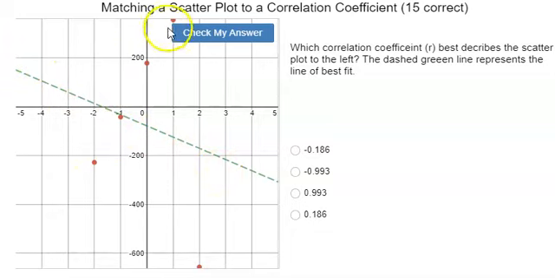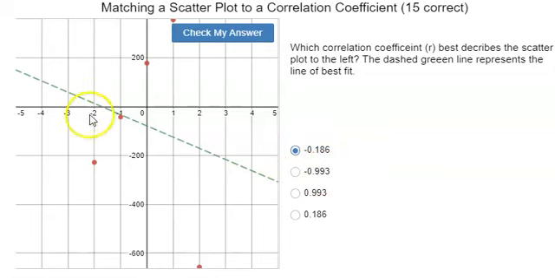In this case, we can see that the data is very, very far away from the line. These 2 points are kind of balancing each other out. And so we would not expect this to have a correlation coefficient close to 1. We would expect a correlation coefficient closer to 0. If I look at my 2 with a negative correlation coefficient, we can see that this one is much closer to 0. Again, the data is spread out away from the line of best fit. And so this would be our correct answer.